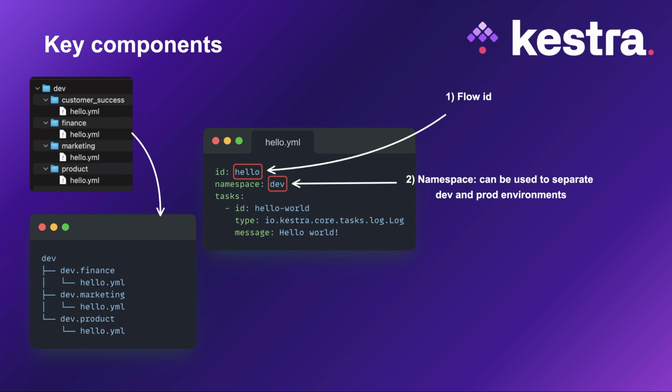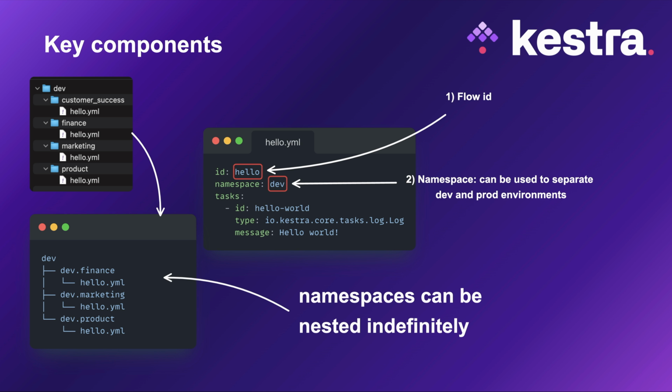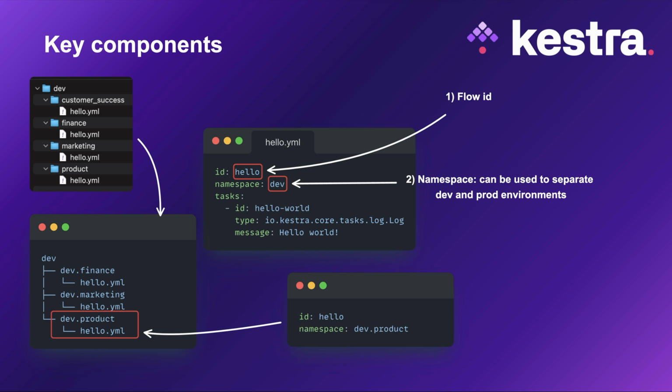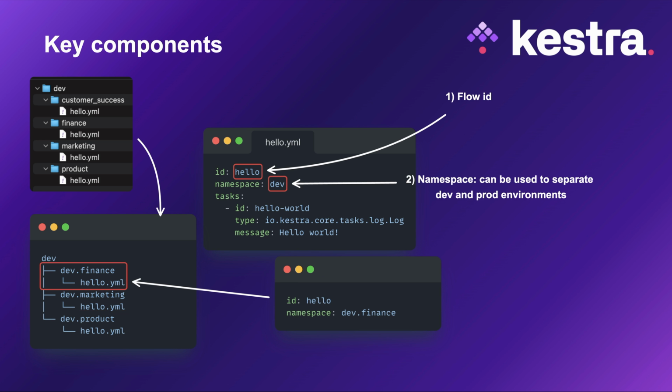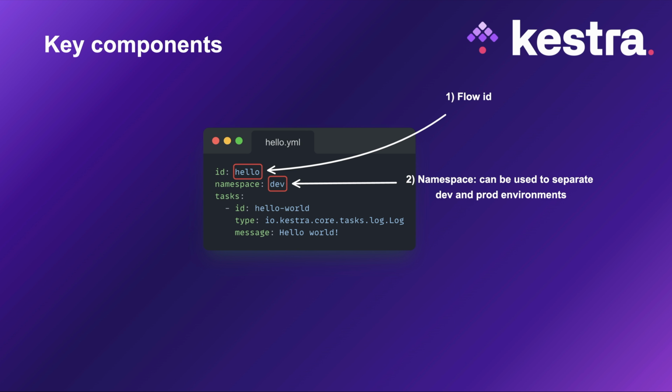Similarly to folders on your file system, namespaces can be used to organize flows into logical categories. And as file systems, namespaces can be indefinitely nested. Using the dot symbol, you can add hierarchical structure to your flow organization. This allows to separate not only environments, but also projects, teams, and departments. Your product, marketing, and finance teams can have their own namespaces that belong to a parent namespace, indicating the development or production environment. We've covered the flow ID and namespace.